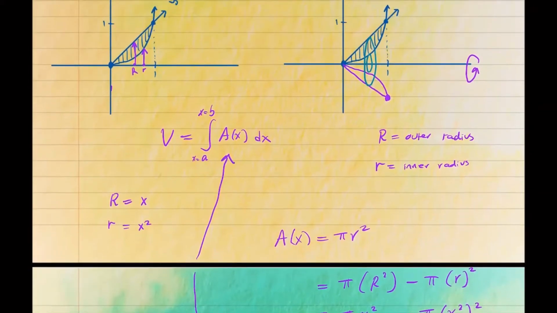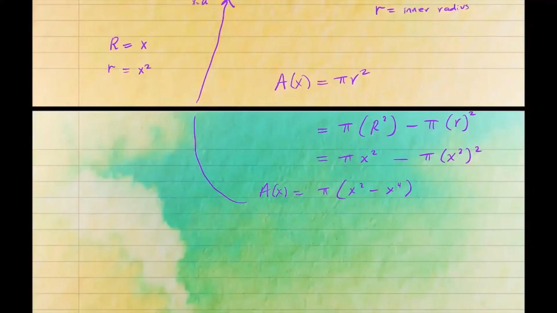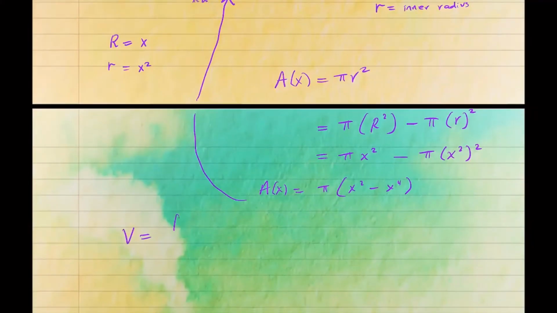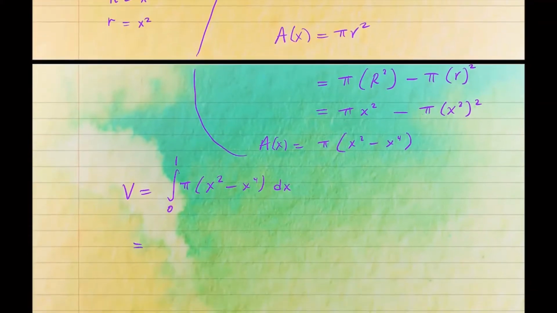So we're integrating along the x-axis because we have a vertical washer. So volume is going to be the integral from 0 to 1. I meant to write 1 here and pi here. Pi times the integral of x squared minus x to the fourth dx. And the integration is straightforward. Use the power rule of integration and pull out the pi.